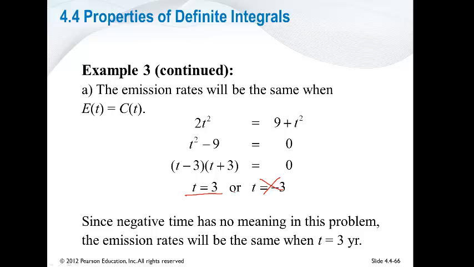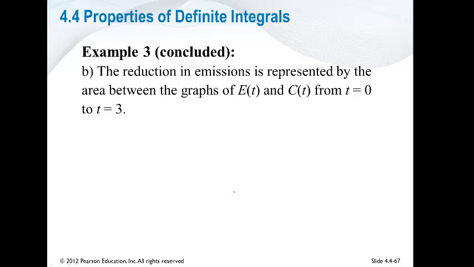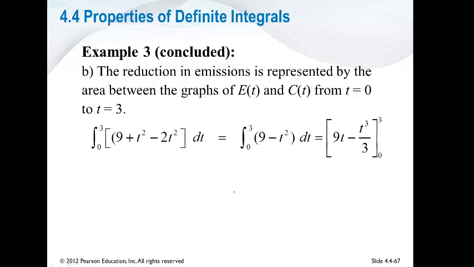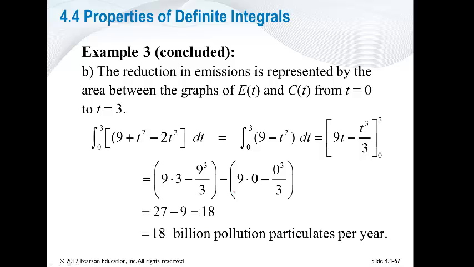For part B, the reduction in emission is represented by the area between the graphs of E of t and C of t, and we remember that C of t was above E of t, and the interval was from 0 to 3. So we set up the integral from 0 to 3, and we subtract from 9 plus t squared the 2t squared, simplify it, and then do the simple calculation to get the answer 18, and 18 represents billion pollution particulates per year.